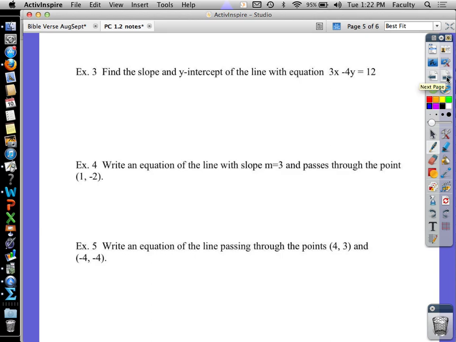All right, example 3 says find the slope and y-intercept of the line with equation 3x minus 4y equals 12. Does anybody want to give a suggestion? How might we figure that out? Tyler? You could just put it in slope-intercept form. So put y on one side.